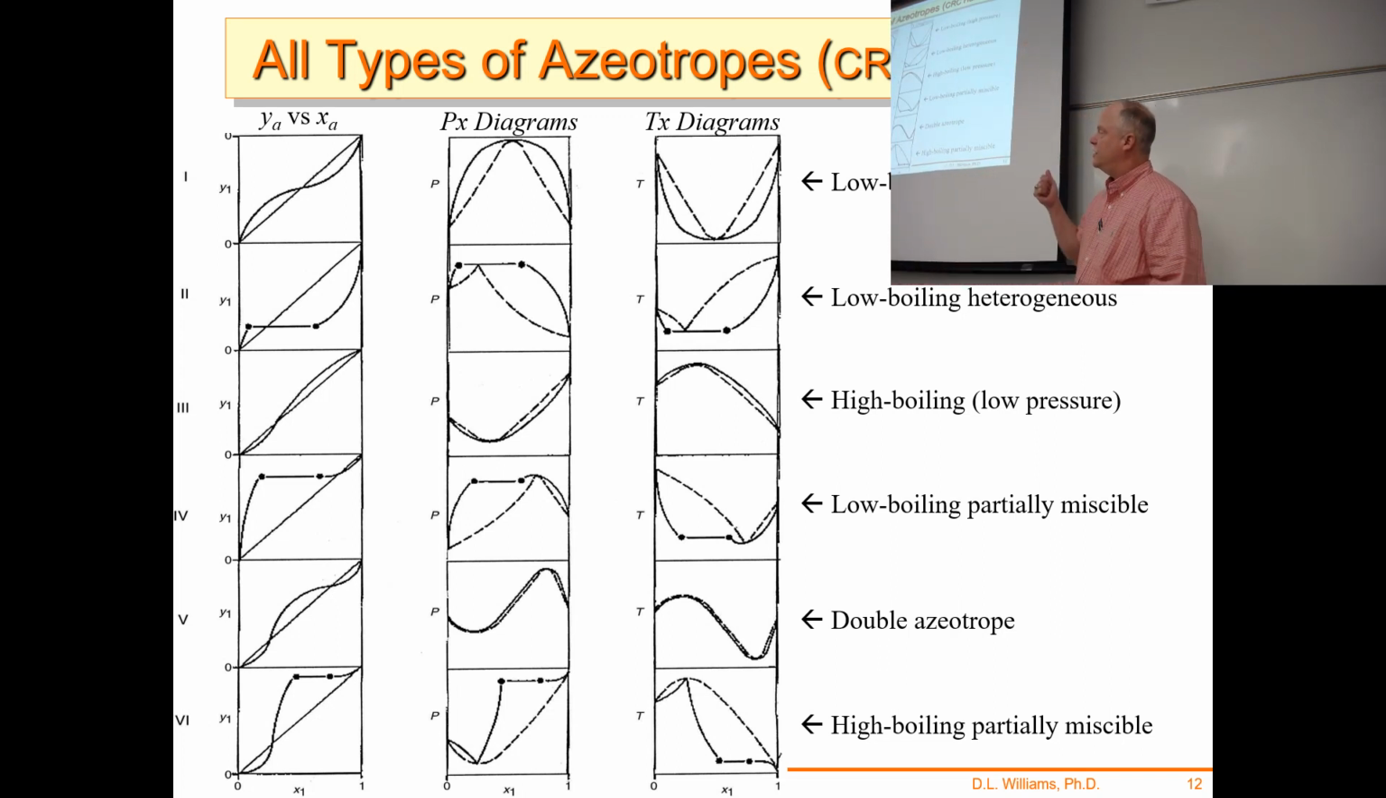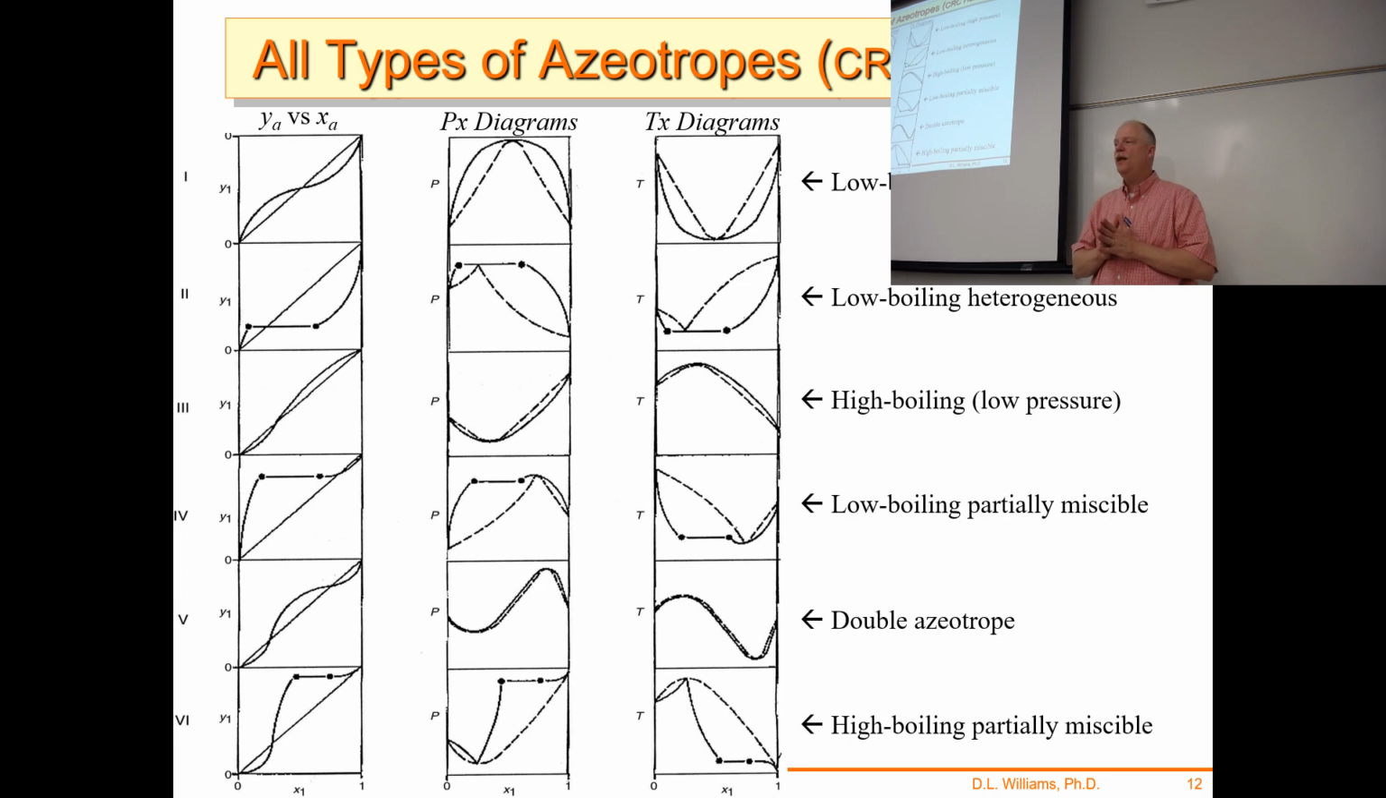So this is from the CRC. Let's go to the end slide of last time's notes. We're talking about TX phase diagrams, and this is in a section of the CRC talking about azeotropes. They wanted to clarify the terminology of low boiling heterogeneous, low boiling homogeneous, and so on.